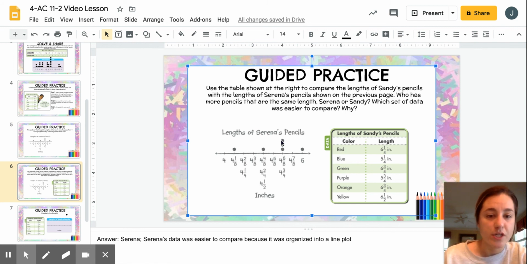The second question is, which set of data is easier to compare? Well, right away I said that this was much easier to look at because it's nice and organized and I don't have to go searching and putting numbers in order in my head. So putting your data from a table into a line plot is always much more organized.